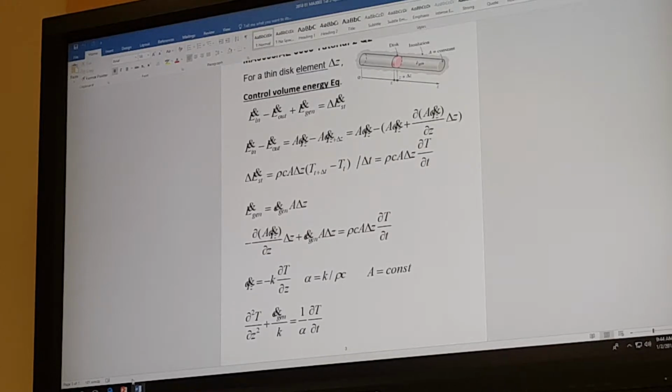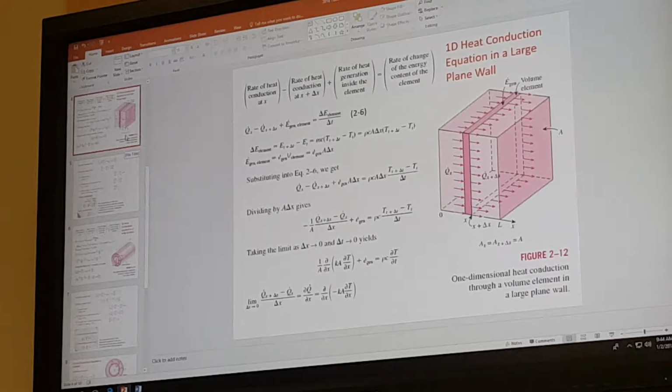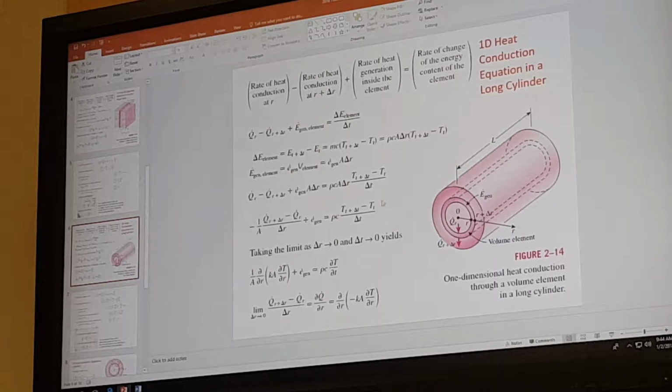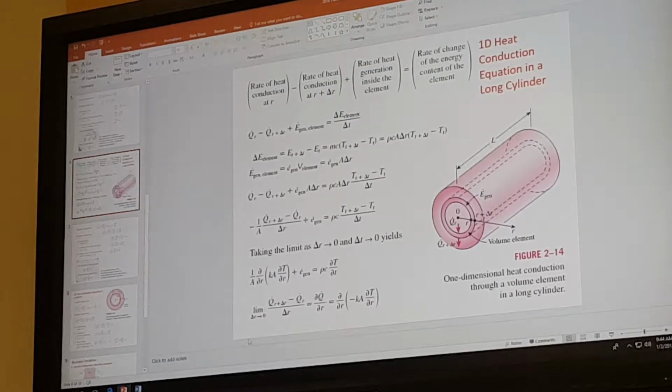It's not easy to recognize this slide. This one or this one. Basically, you see all the derivation process is exactly the same. The only difference is the expression of A. In here A is constant, right? But here A is equal to 2 pi r multiplied by L, right? And what is A here? A equals 4 pi r squared, right? That's the area of the spherical shell, right? The derivations are exactly the same, there's no difference, right?